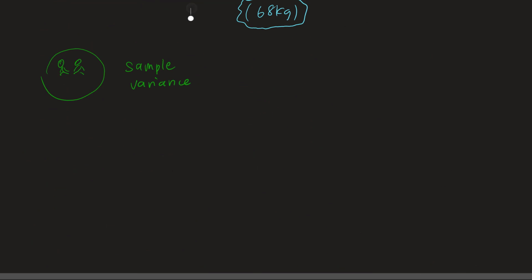Same thing, these 50 people, we can calculate its variance. So let's say we have the true population variance here. Population variance.